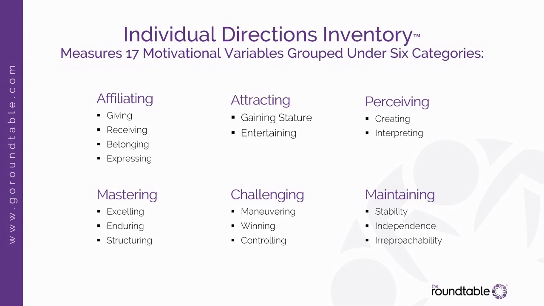You can see that when you start layering in things like maneuvering, and then you go back up to the affiliating energy, if somebody was very low on affiliating energy, they weren't high giving, high receiving, high belonging, low expressing, but they're very high on maneuvering, that could come across as very manipulative.